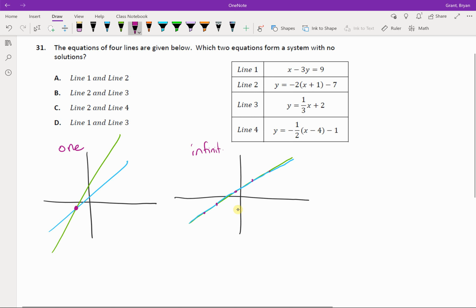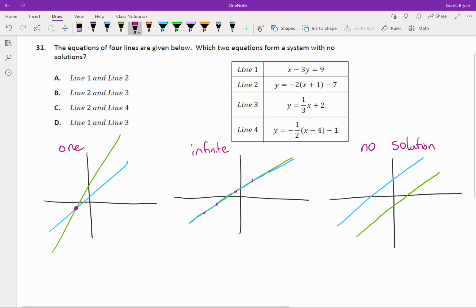we would say they have an infinite number of solutions. And last but not least, and I imagine you already know this, you could have 2 lines where one is sloped in one direction and the other one is sloped in the exact same direction, and they never cross. These 2 are ones that form a system of no solution.